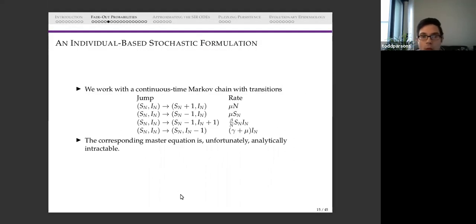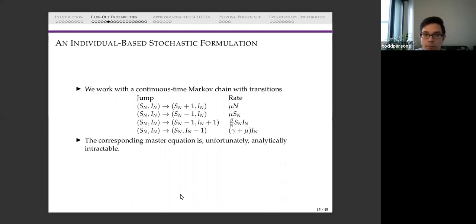Now, in this formulation, just to write down some more equations, the jumps that are possible in the Markov chain that I've described to you are as follows. I can have an arrival of a new susceptible at rate mu N. I can have the death of a susceptible individual at rate mu S. I can have a susceptible individual come into contact with an infected individual, resulting in an infection, increasing the total number of infected by one. And I can have either a death or recovery of an infected individual, which then removes them from the epidemic.